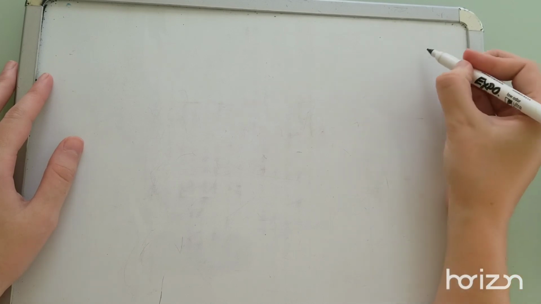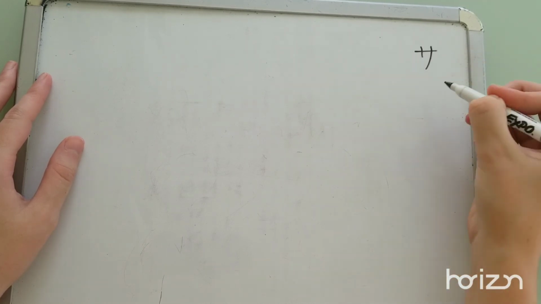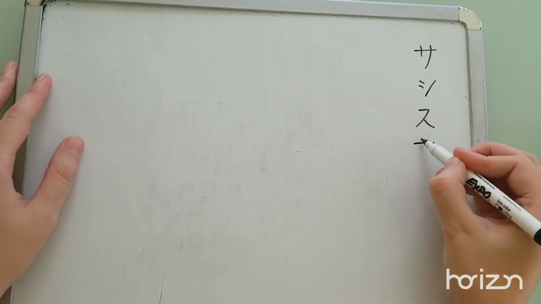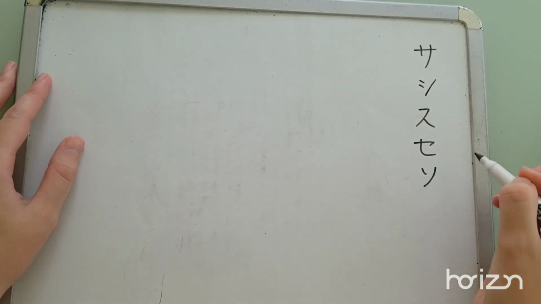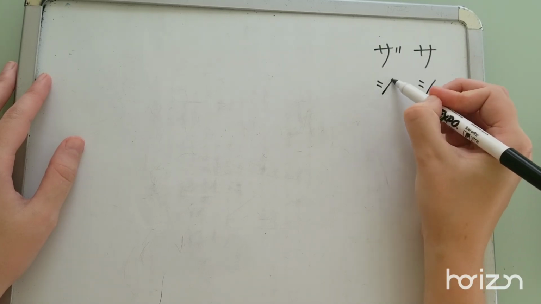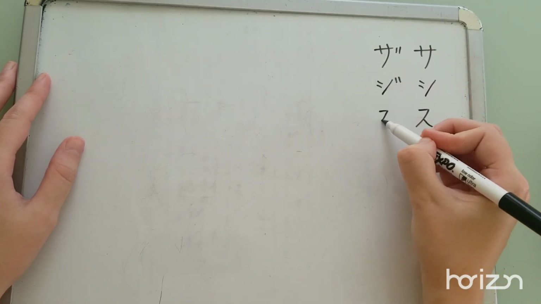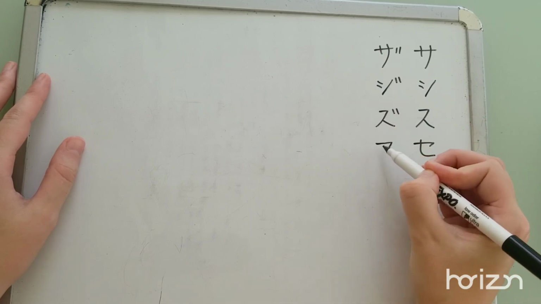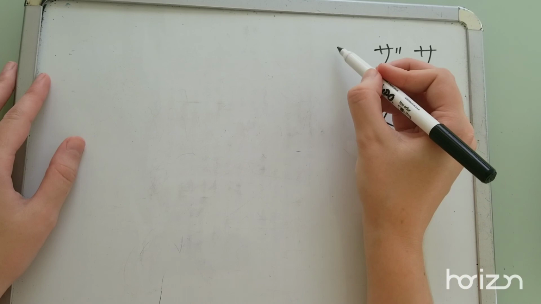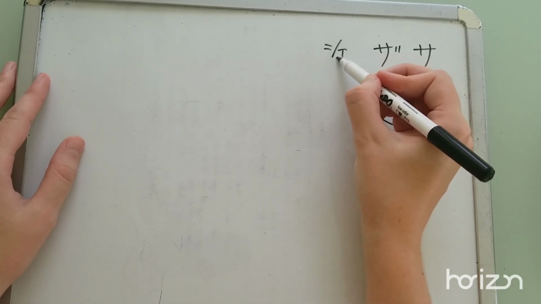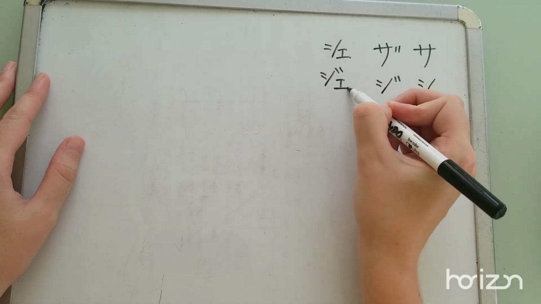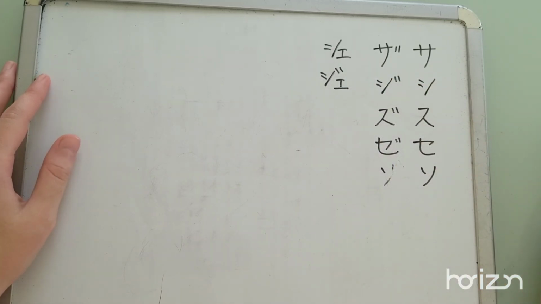So, sa, shi, su, se, so, za, ji, zu, ze, zo, she, and je. And that's all for this lesson.